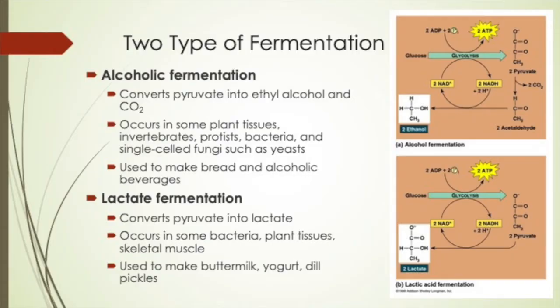So anaerobic respiration can get either 2 or 36 ATP. Fermentation only gets 2 ATP, depending on where it goes. In fermentation, there's two types. We have alcoholic fermentation, we have lactate fermentation. So alcoholic fermentation converts the pyruvate into ethyl alcohol.